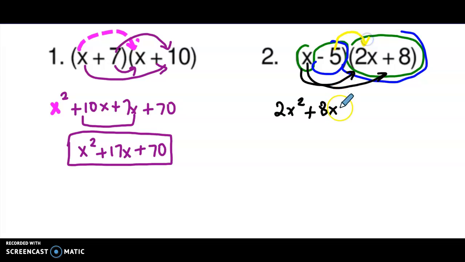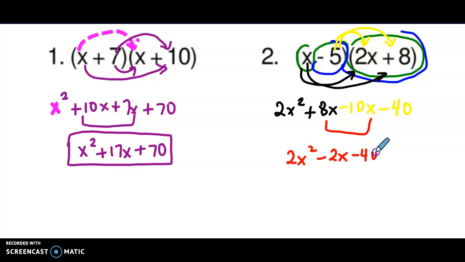Negative 5 times 2x is negative 10x. And negative 5 times 8, a negative times a positive, is negative 40. Like terms to be put together in the middle. 2x squared. 8 minus 10 is negative 2 of that. Minus 40. So there's my answer to number 2 problem by doing distributive property.